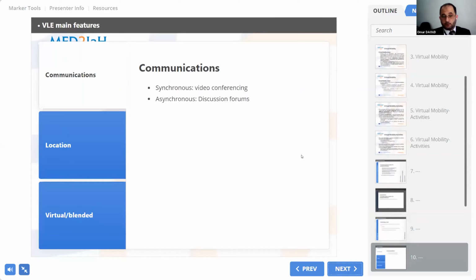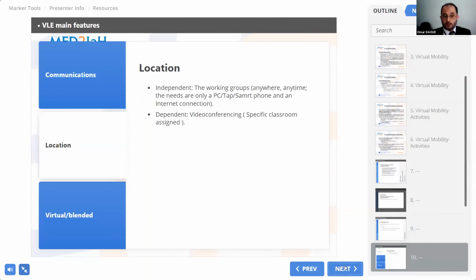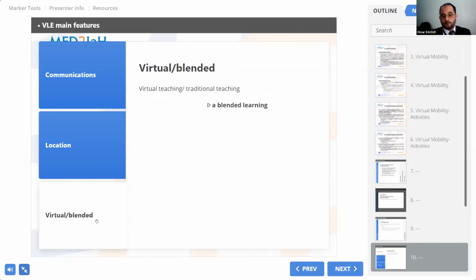From the communication point of view, the virtual learning environment could be synchronous or asynchronous. From the location, it could be independent or dependent. The working groups can be anywhere, anytime. The needs are only a PC, tablet, smartphone, and internet connection. From the dependent point of view, it could be set up over video conferencing or a specific classroom assigned. For the type of material, it could be virtual or blended.